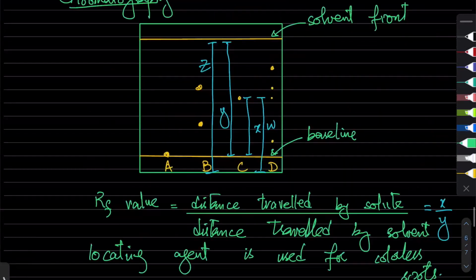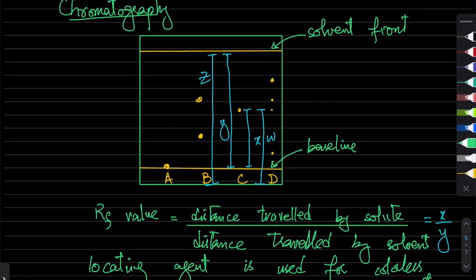Hi. Sir, could you please just repeat yourself? Because I missed the last point you said about mentioning these values. Yeah, so there are 4 things that you need to mention. You need to mention the solvent front and baseline. You need to label them. You need to obviously draw a diagram if they ask. You need to mention the formula of RF value, and you need to mention the locating agent being used for colorless liquids.